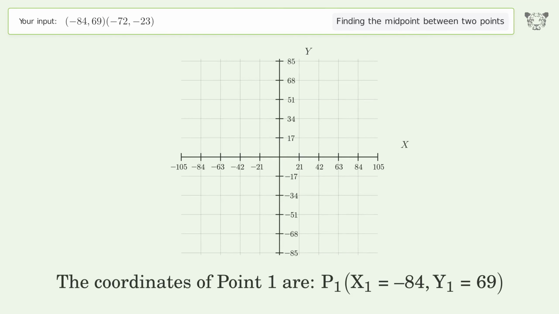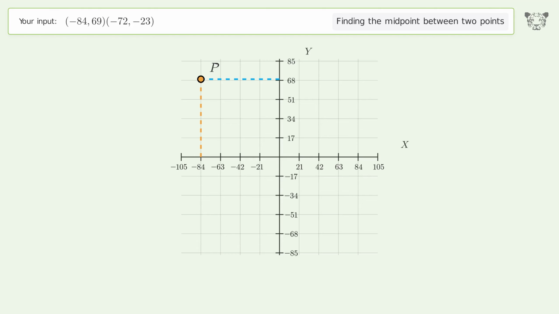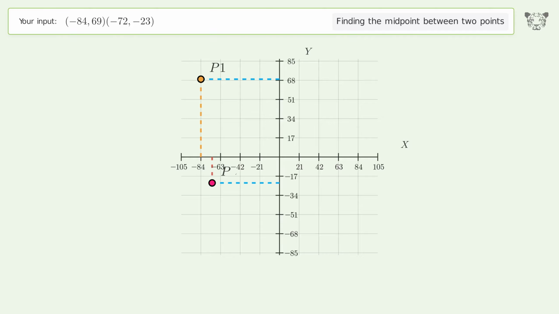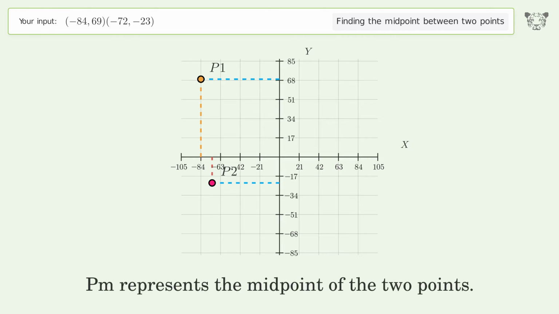The coordinates of point 1 are, x1 equals -84, y1 equals 69. The coordinates of point 2 are, x2 equals -72, y2 equals -23. PM represents the midpoint of the 2 points.